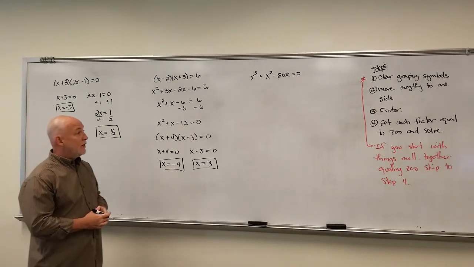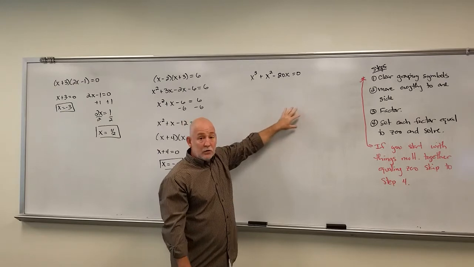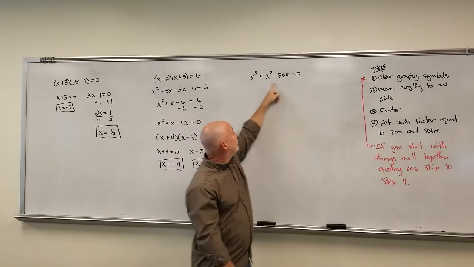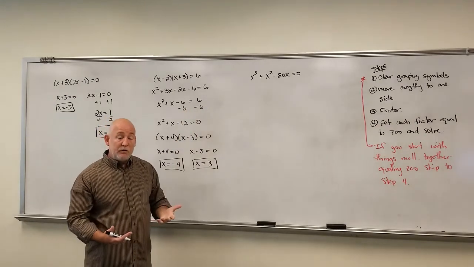But we still want to try to factor a polynomial equation. Remember, that's kind of our topic here. So for a polynomial equation, you do want to follow these steps. So let's see, clear grouping symbols, I don't have any. Move everything to one side, that's done. And then we want to factor.